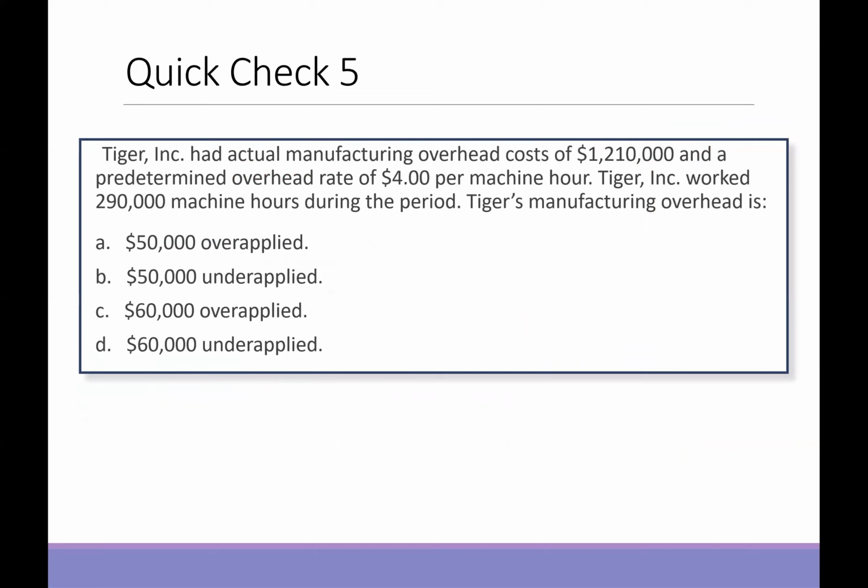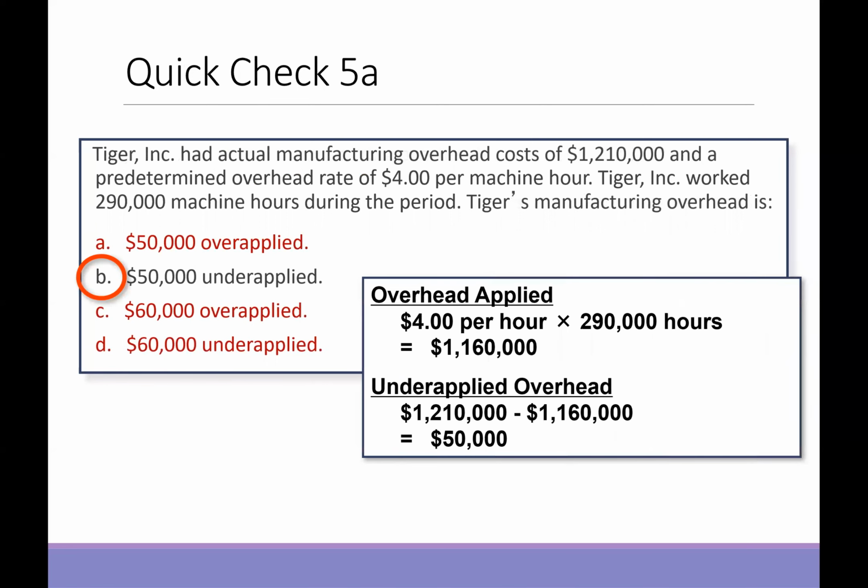So in this case, it's giving us actual manufacturing overhead of 1,210,000. And then it's telling us we had overhead predetermined at 4 times hours of 290,000. So we applied 1,160,000. Our actual was 1,210,000. We under applied it by 50,000.